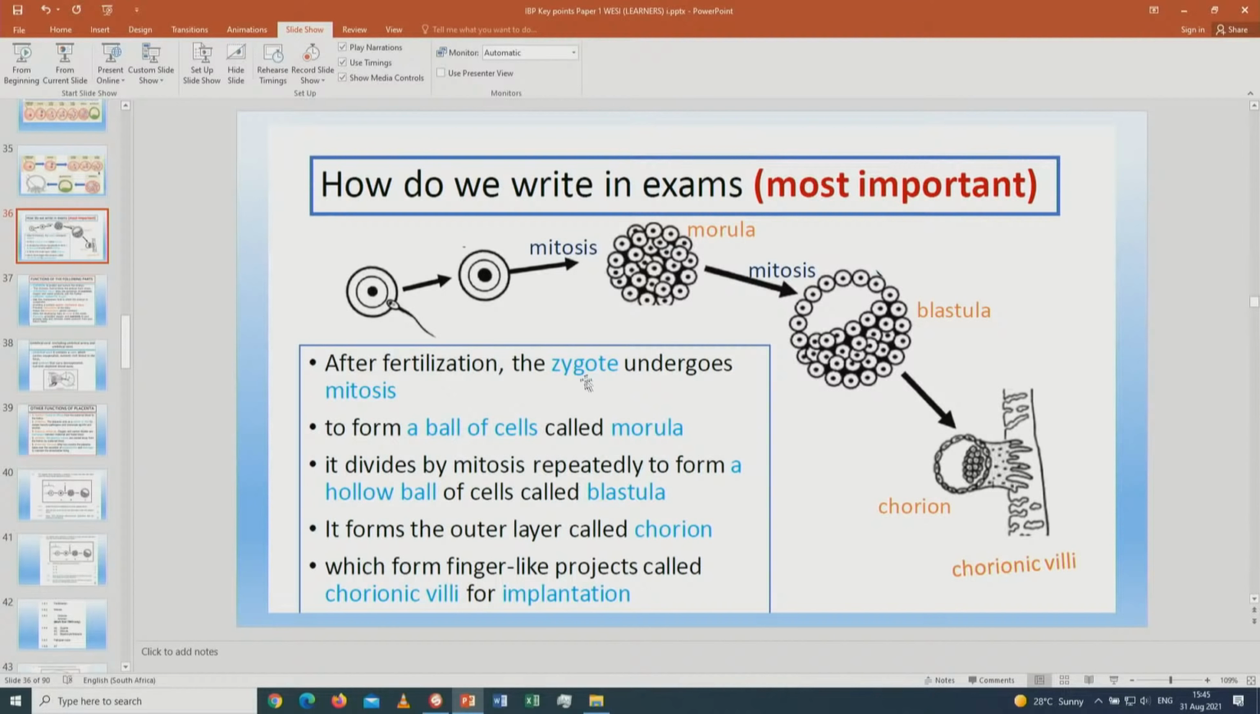After fertilization, remember that the zygote will undergo mitosis or divide by the process of mitosis, and then form a ball of cells called morula. And then morula will divide again by the process of mitosis to form a hollow ball of cells called blastula, and then which will form the outer layer called the chorion. And then chorion, you know that it will form what is called chorionic villi, and then after that implantation will take place. So please revise this or drill this process.